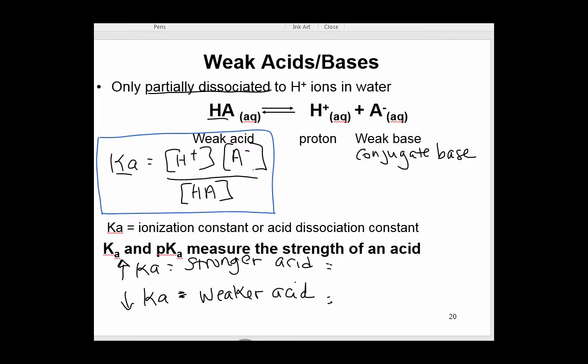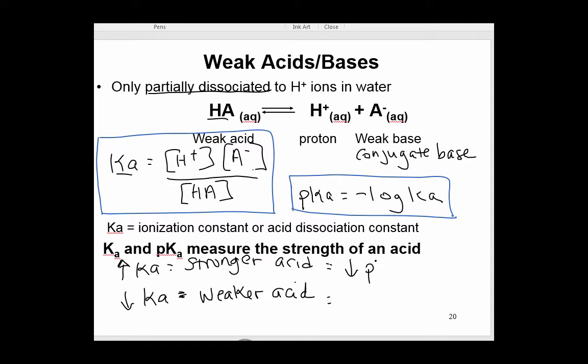But we can relate our Ka to another term known as pKa. So pKa, just like pH, is equal to the negative log of the Ka. This is often how we look and talk about our acids, in terms of their pKa. Make sure you know how to determine a pKa from your Ka. If we have a high Ka and a strong acid, that means we have a very low pKa. Likewise, if we have a low Ka and a weaker acid, that means we have a high pKa.